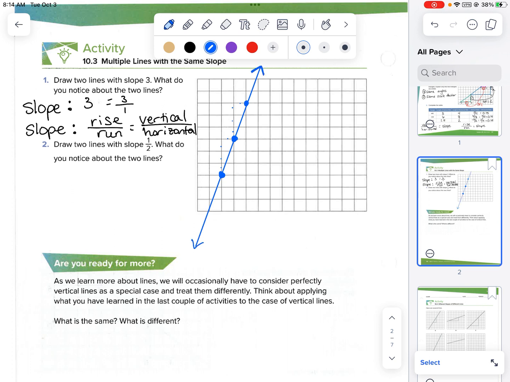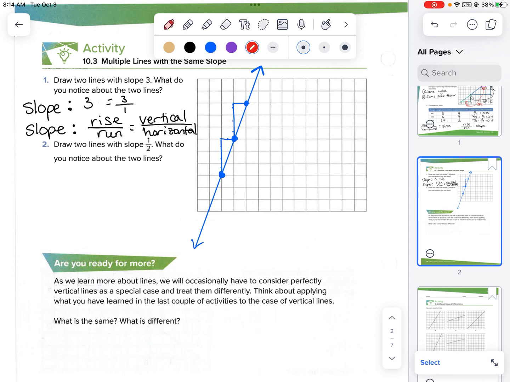Okay, so my blue line has a slope of 3. And you can check that by making those right triangles we saw on the first page. So if I connect my 3 and my 1, I have similar right triangles. These two happen to be congruent.